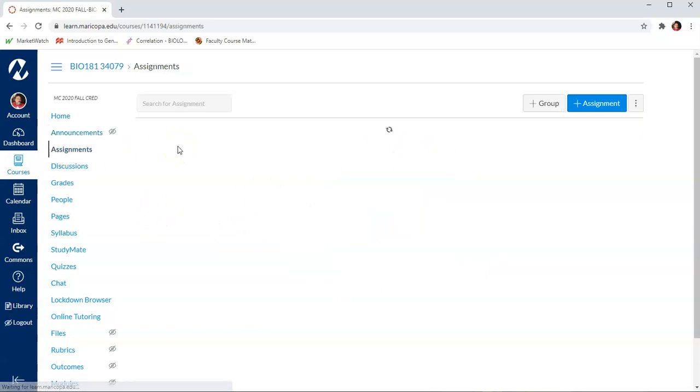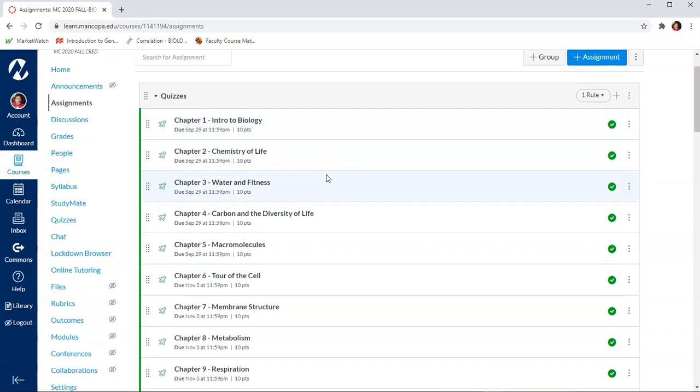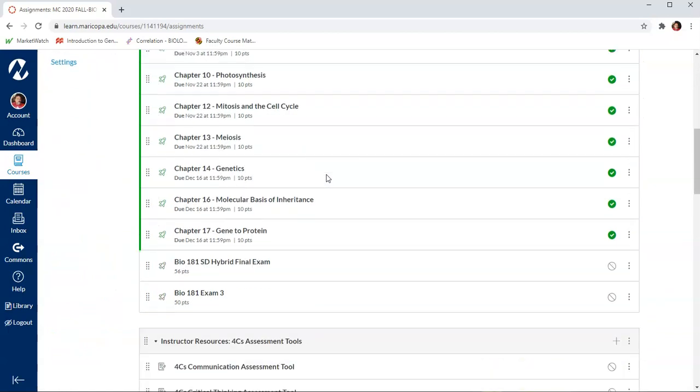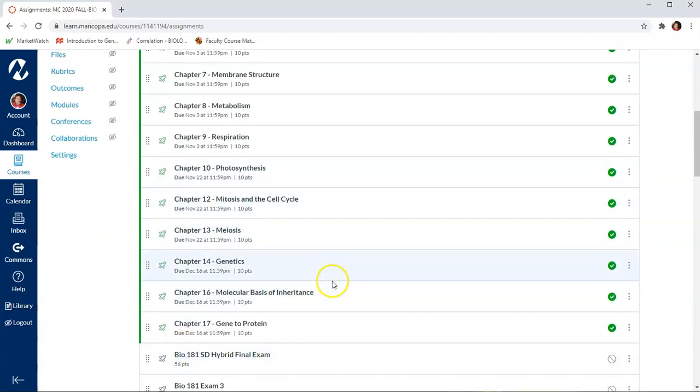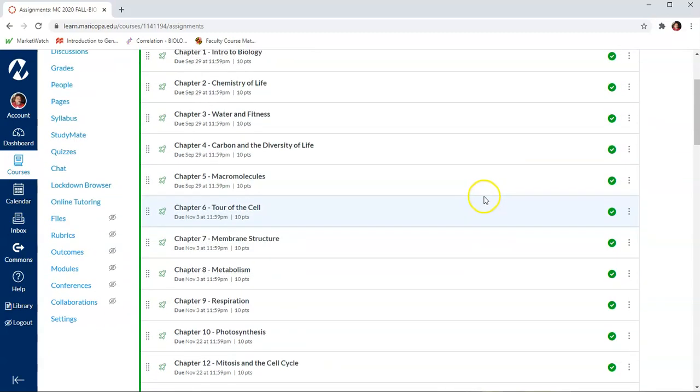Okay, so here are your assignments. This is everything that's due. I'll show this in the syllabus as well, but there are quizzes for every chapter. There are 15 chapters that we're going to cover, so we're going to skip some. There are some things that are hidden here. You guys will see all the things that I've checked in green on your end.